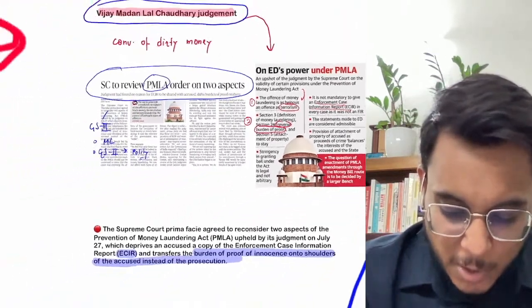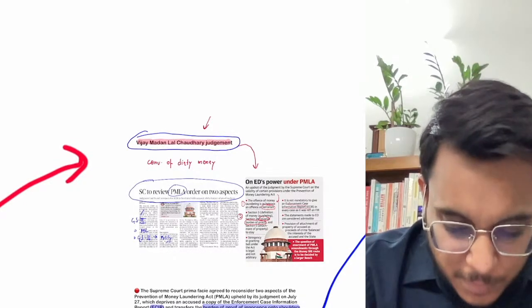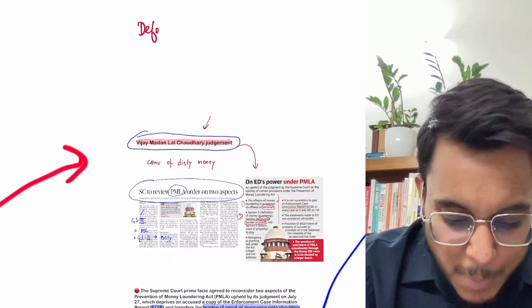Now, guys, understand this particular thing. Basically, by default, a person is assumed to be innocent.